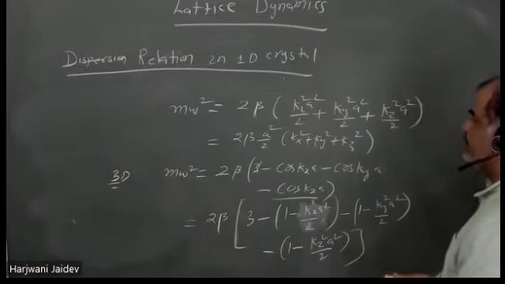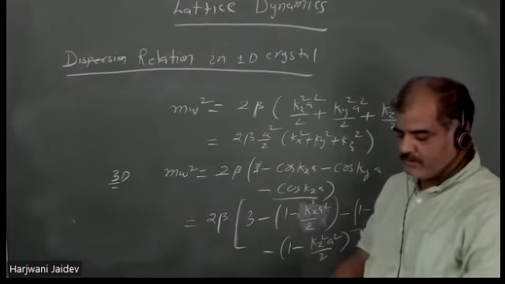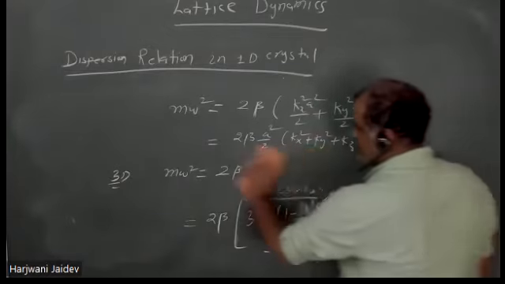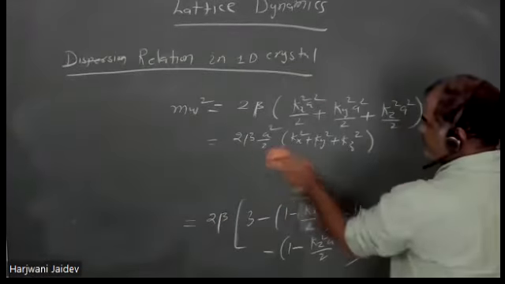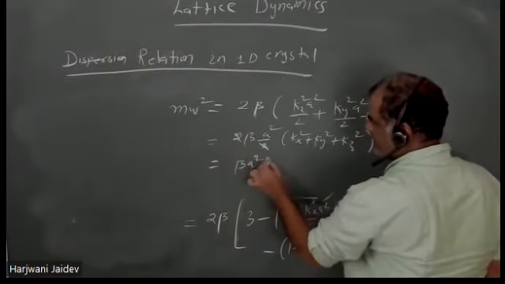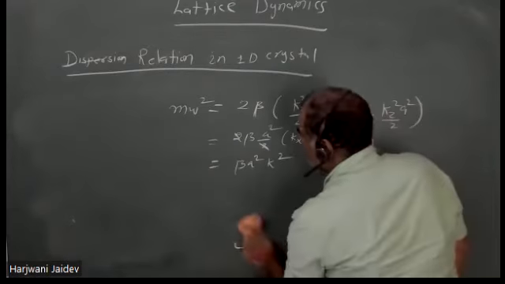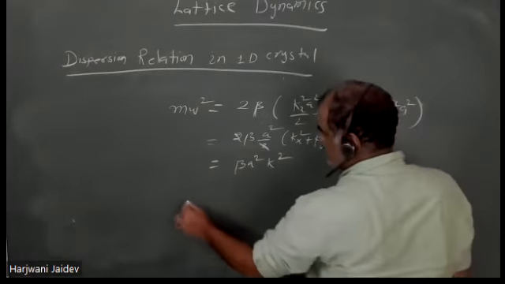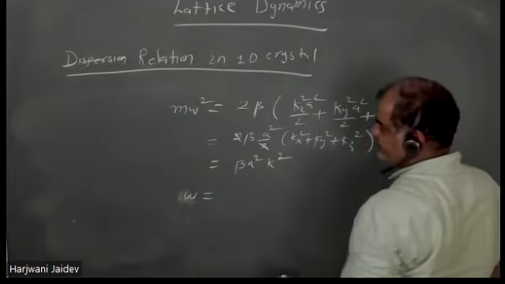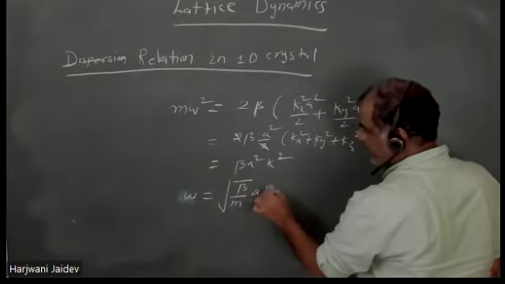So if you solve this one, what will we get? 2 and 2 cancel, beta a square k square. And if we calculate our omega square, what will omega be? Omega will be under root beta by m, a k.